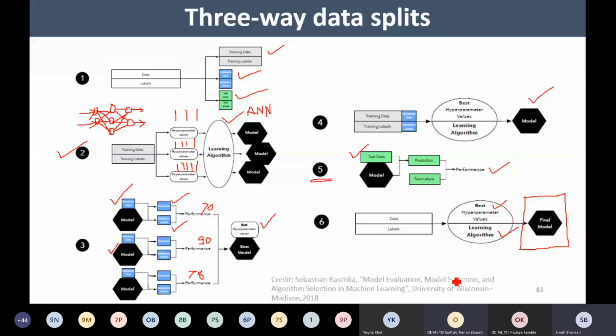Ma'am, in step number 3, the performance is measured, but how is this best model chosen? Means we have to choose it, or is it chosen automatically?